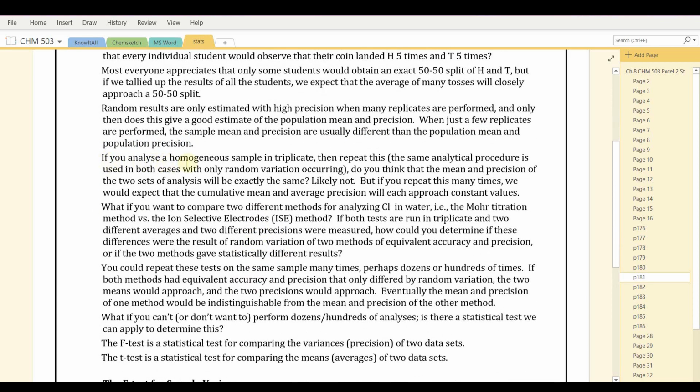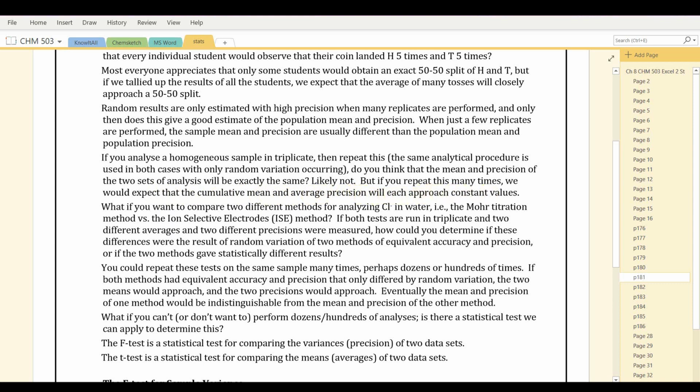If you analyze a homogeneous sample in triplicate and then repeat this, the same analytical procedure being used in both cases, with only random variation occurring, do you think that the mean and the precision of the 2 sets of analysis will be exactly the same? Likely not. But if you repeat this many times, we would expect that the cumulative mean and average precision will each approach constant values.